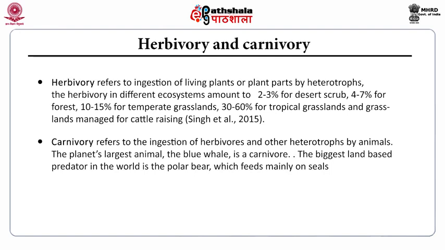Carnivory refers to the ingestion of herbivores and other heterotrophs by animals. In this diagram, we have shown a whale, which is the largest animal. It is a carnivore. It feeds by taking huge gulps of water and then filtering out tiny shrimp-like creatures called krill. Another example of a carnivore is the polar bear, the biggest land-based predator in the world, which feeds mainly on ringed seals. Polar bears are the top predators in the Arctic marine ecosystems.